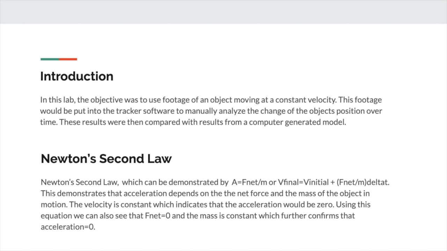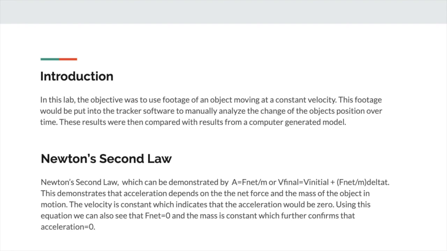The main physics principle that was addressed in this lab was Newton's second law, which can be demonstrated by acceleration equals net force over mass, or final velocity equals initial velocity plus net force over mass times change in time. Both of these demonstrate that acceleration depends on the net force and the mass of the object in motion. In this case, velocity is constant, which indicates that there is no acceleration. And using these equations, we can see that the net force is equal to 0 and the mass is constant, so the acceleration must equal 0.